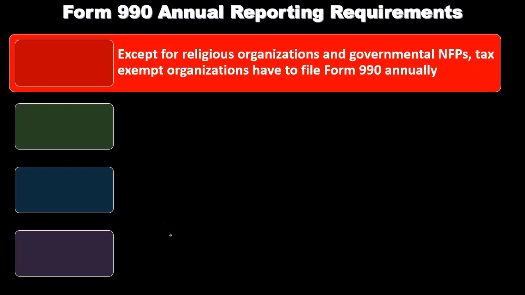Form 990 annual reporting requirements. Form 990 annual reporting requirements for the not-for-profit organizations. Except for religious organizations and governmental NFPs, not-for-profit organizations, tax-exempt organizations have to file Form 990 annually. So this is going to be the annual reporting form.